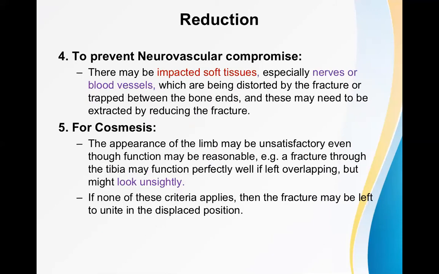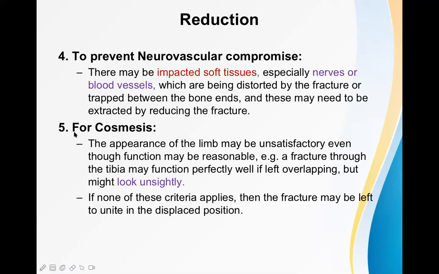Another reason for the proper reduction would be to prevent neurovascular compromise. That's what I am talking about right now. Think of a situation, bad type of fracture, there is a very sharp edge of the fractured bone. That fractured bone can itself damage the nerve and blood vessel, and sometimes some of the soft tissue may be impacted between the fractured bone. So if we do proper reduction, then that type of injury will not occur commonly. That is the point.